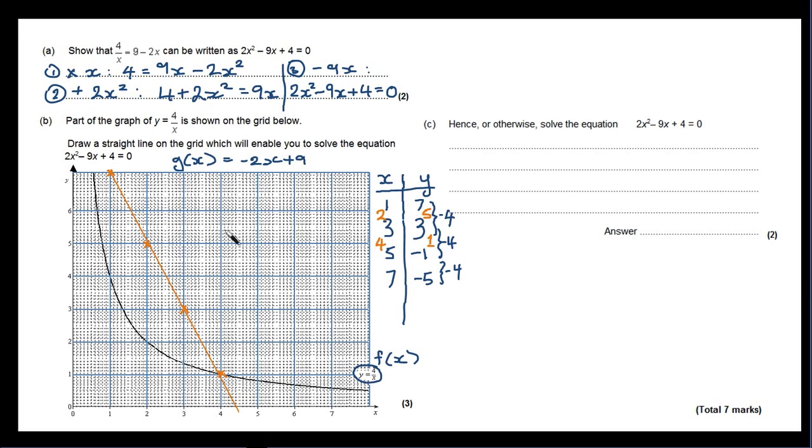Okay, so it says draw a straight line on the grid which will enable you to solve the equation. How does that straight line enable us to solve this equation? Well, it gives us this point of intersection. It gives us x equals 4 as a solution.